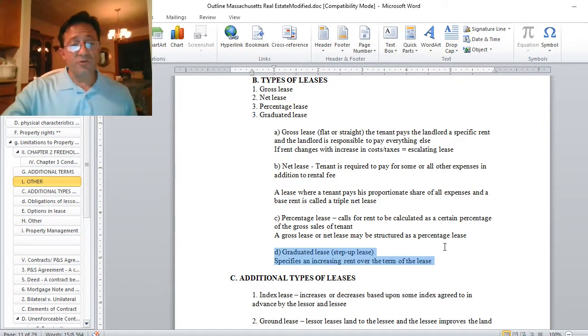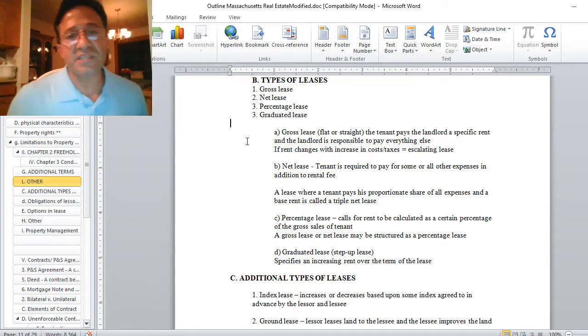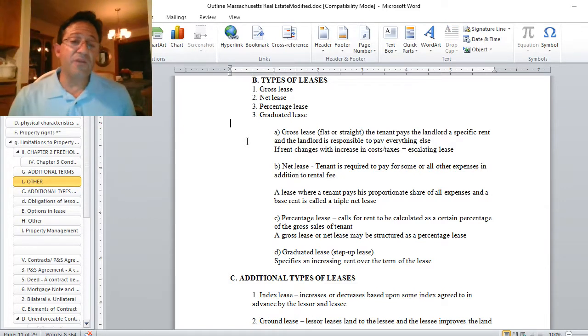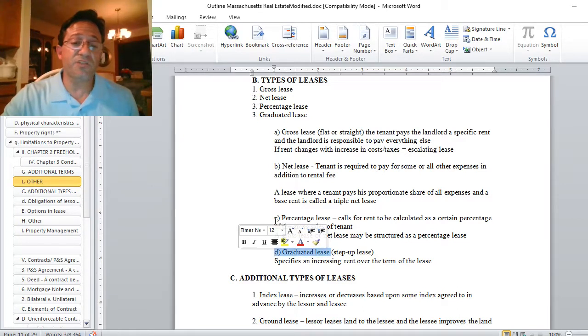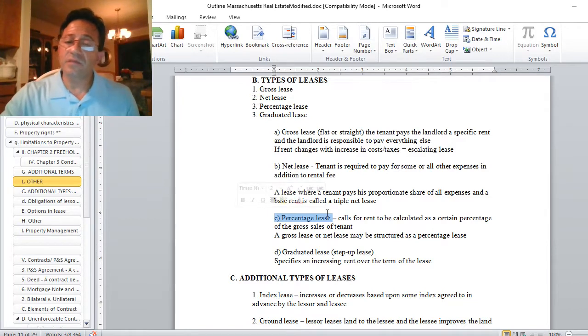So now, what I usually will say to the class at this point is, we've got these types of leases that are out there. Now, can you have one lease that might be graduated? It could be a percentage. Could it have a percentage provision in there? Could it be a triple net lease? Well, yes, the answer is yes. You could have one lease, and I've seen them, where you have all of these components involved.